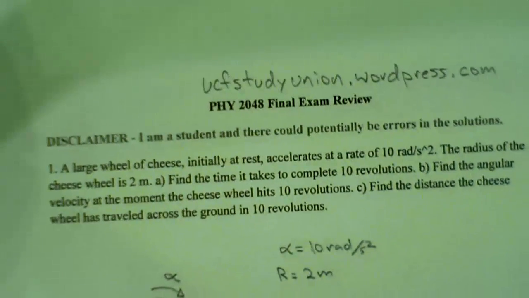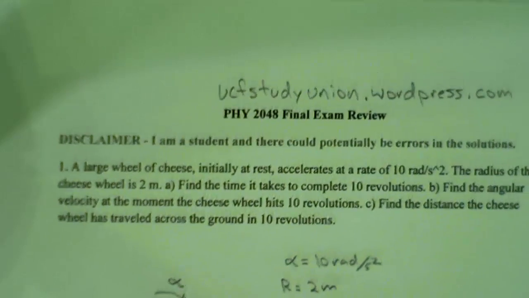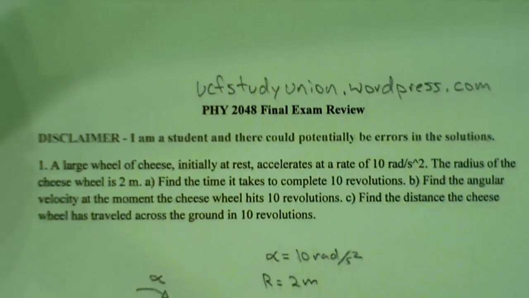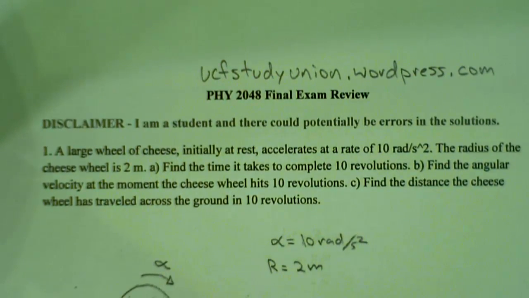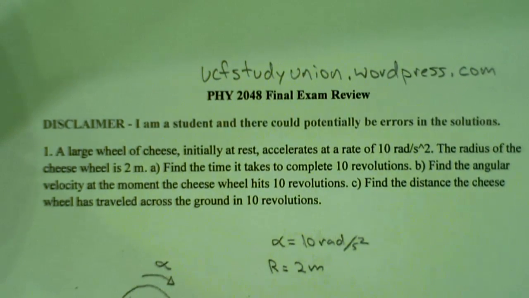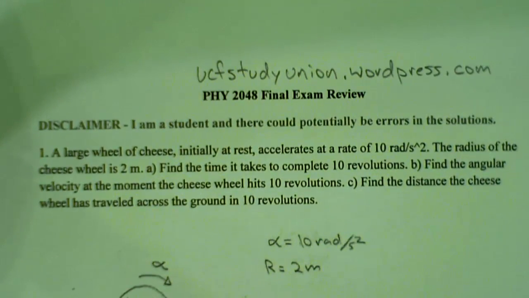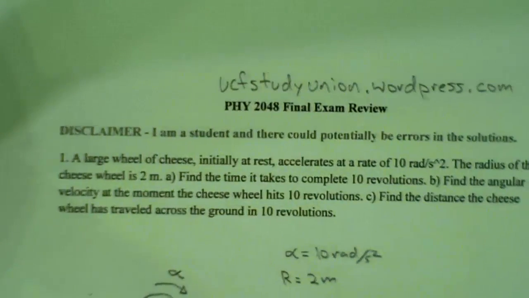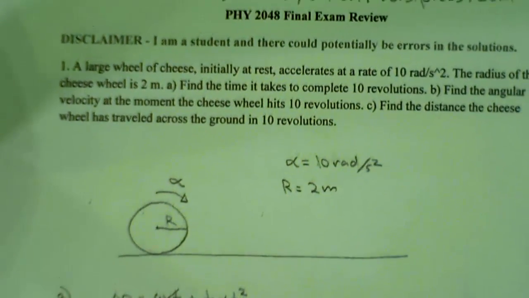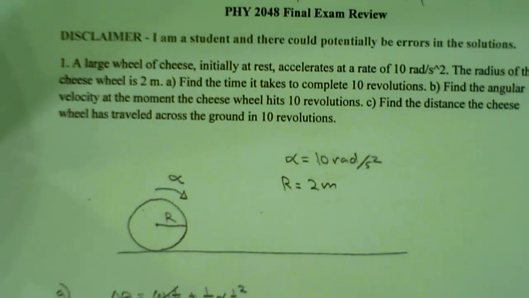So this is rotational kinematics. We have a large wheel of cheese initially at rest, and it accelerates at a rate of 10 radians per second squared. The radius of the cheese is 2 meters. Find the time it takes to complete 10 revolutions. Find the angular velocity at the moment the cheese wheel hits 10 revolutions. And then find the distance the cheese wheel has traveled across the ground in 10 revolutions. All right? So this is what we have, just a cheese wheel rotating, initially at rest.